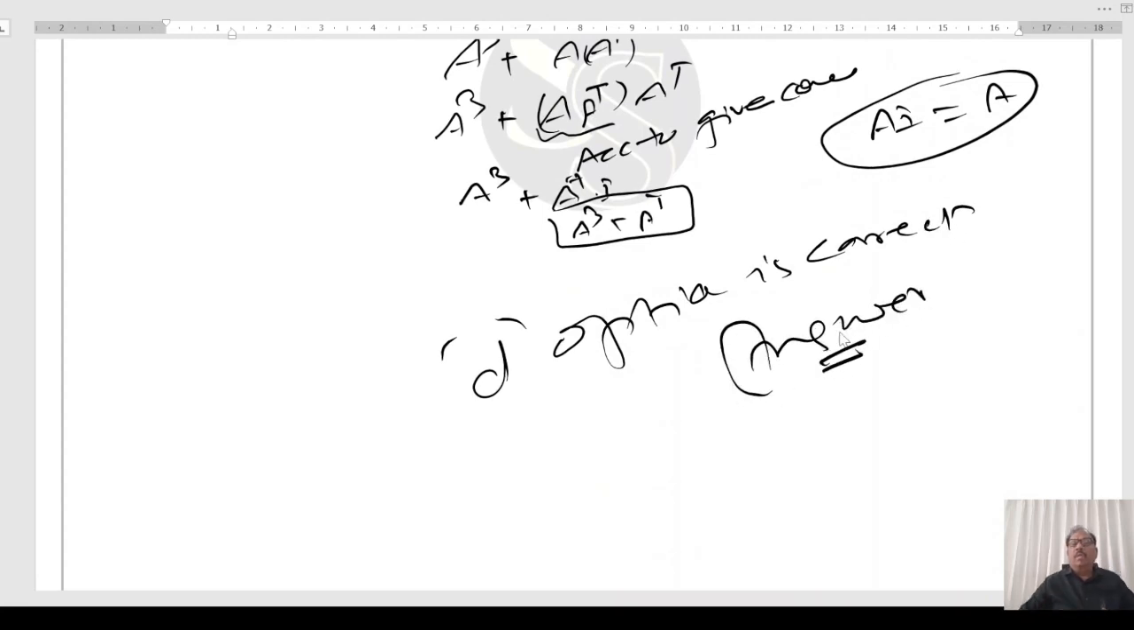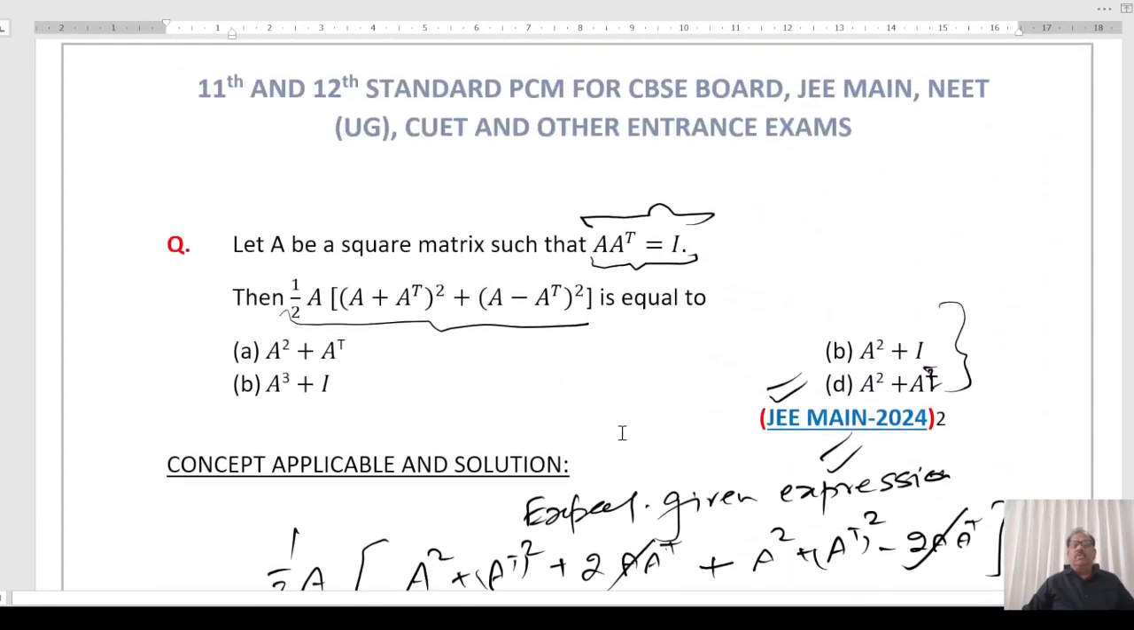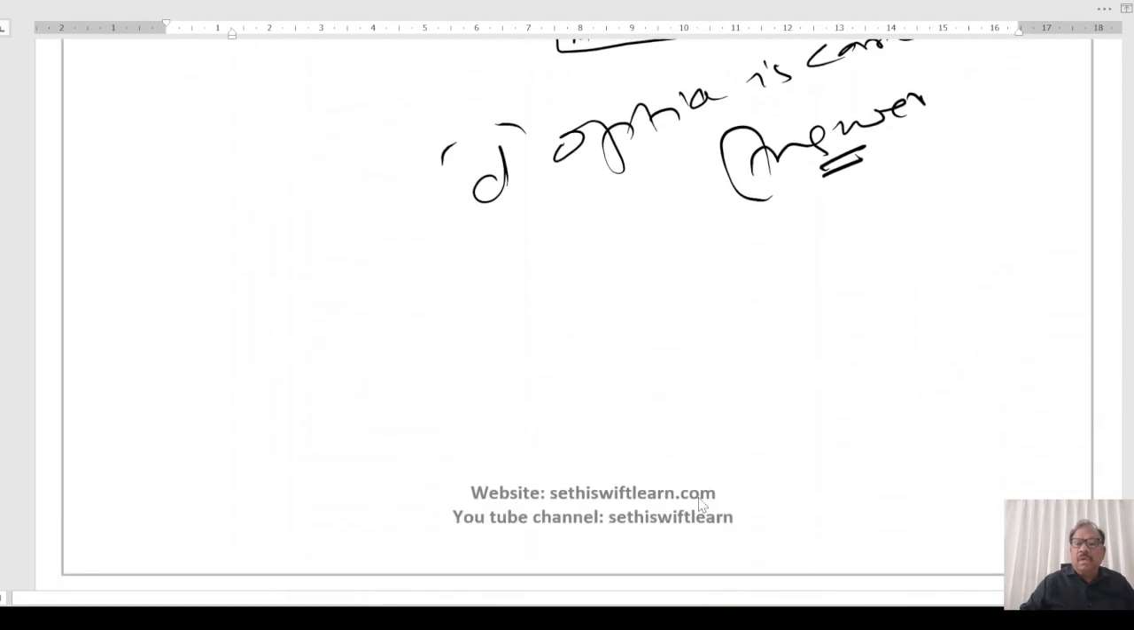Right. This is a simple one. We used this as a technique here. Rest, expand it, simplify it using this relation. You will get the answer. Next.